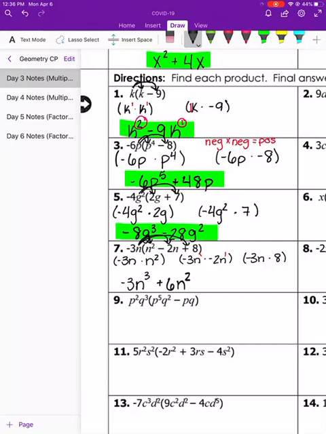And then my last one, that third one, is negative 3n times 8. So negative 3 times 8 is negative 24. And then I just have an n, so that is going to stay the same.